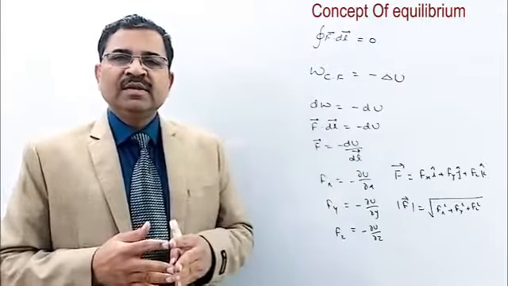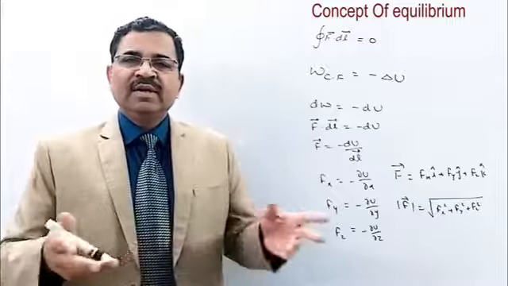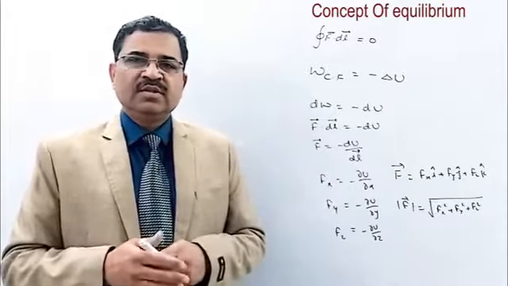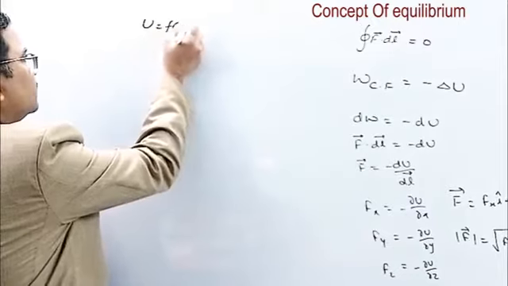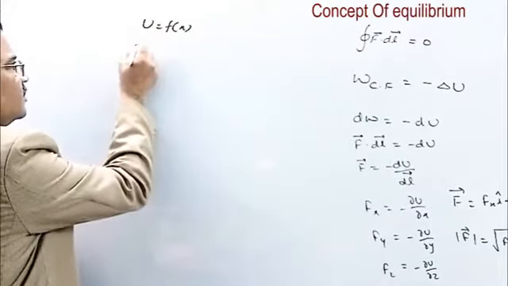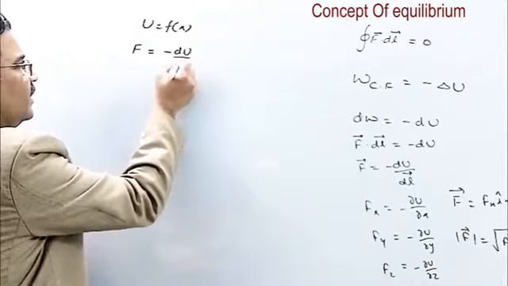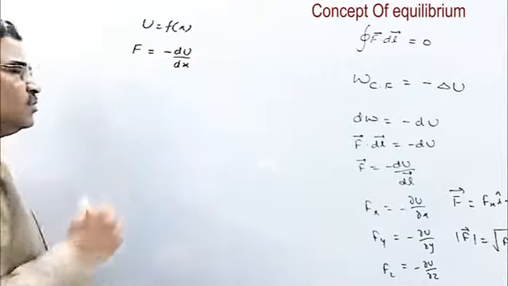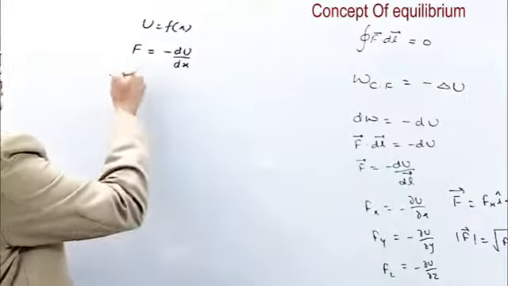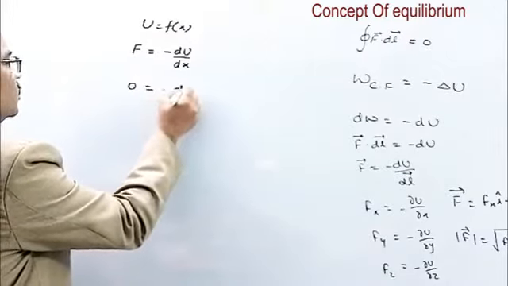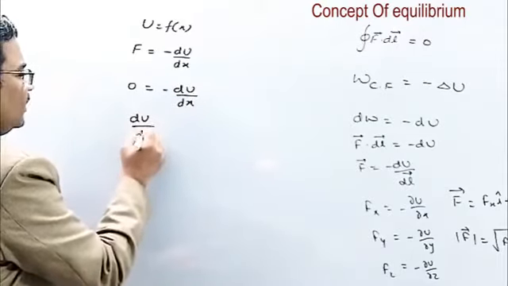Now let us say the potential energy is a function of a single coordinate, like along the x-axis the potential energy is changing, so I can say that potential energy is a function of x. So in that case the conservative force acting on the body can be written as minus du by dx. Now in case of equilibrium the force acting on the body is 0, so if I substitute 0 in place of force, I get minus du by dx is equal to 0, or du by dx is equal to 0.